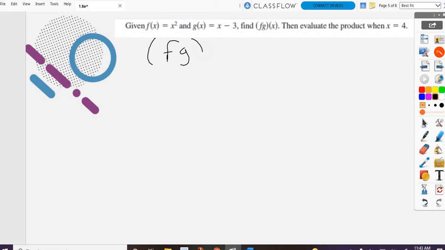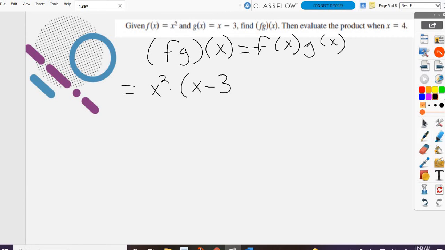Well, just like before, remember that f times g of x is the same thing as f of x times g of x. So we have x squared times x minus 3. How do we perform the multiplication? In this case, we're just distributing because x squared is a monomial, meaning it has one term. Do I have any like terms to combine? No, so that would be our final answer.